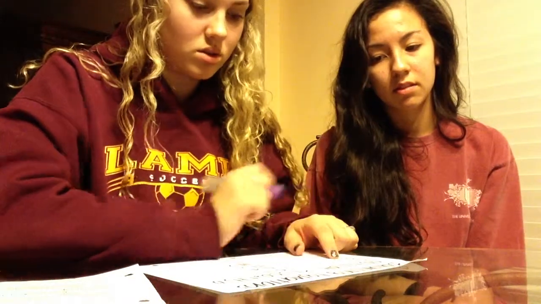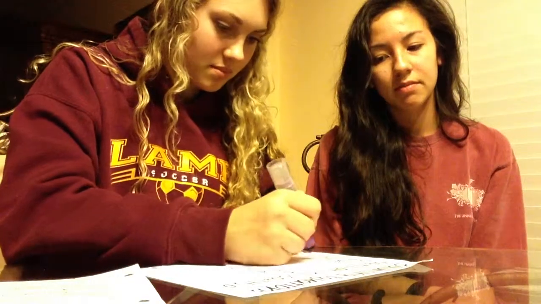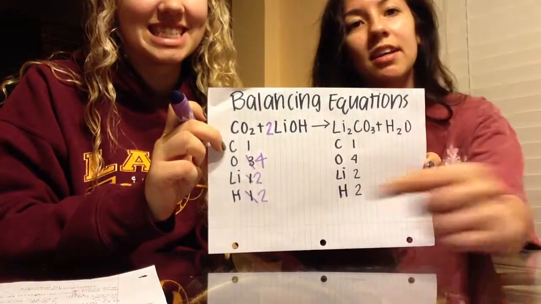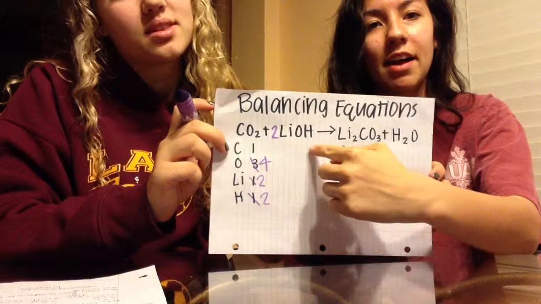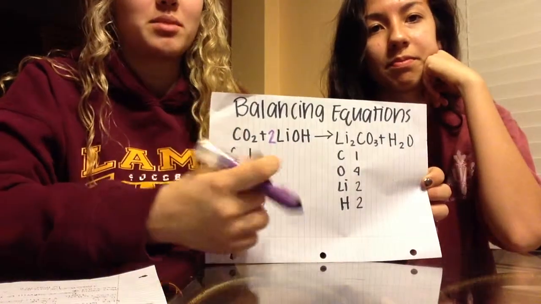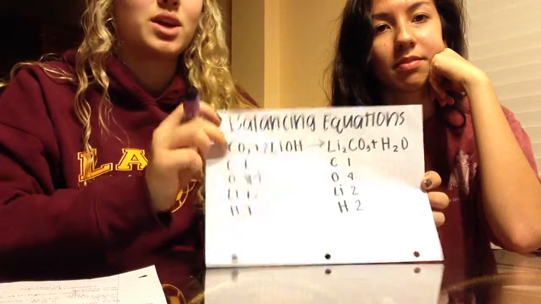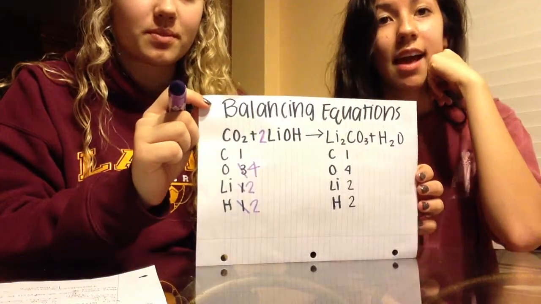And then oxygen has 4. And then hydrogen has 2. And now we're balanced, because we put the 2 in front of the LiOH. And since we did that, we had to multiply all the elements that are behind it by the 2, and they get a subscript of 2. And we are balanced. Okay, time for another one.